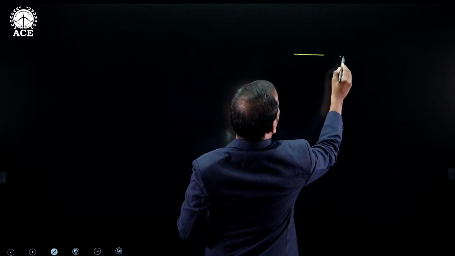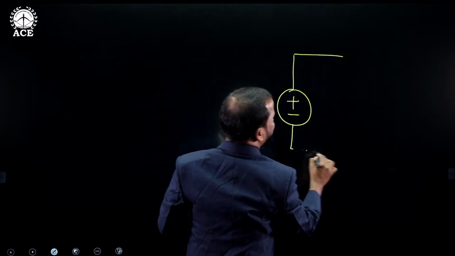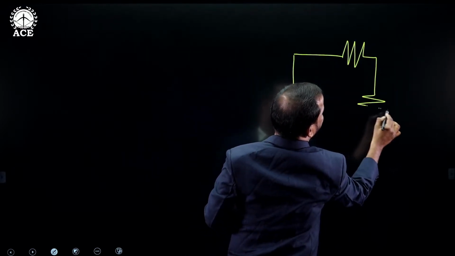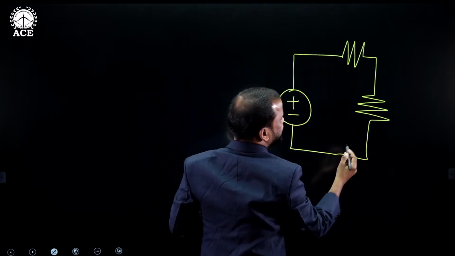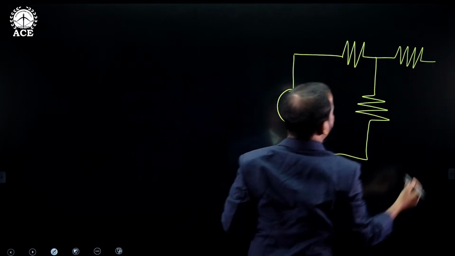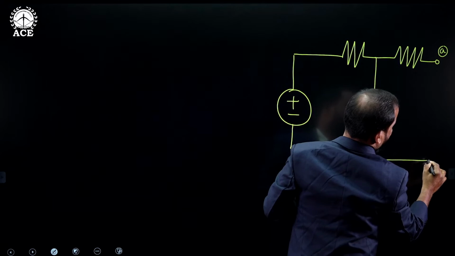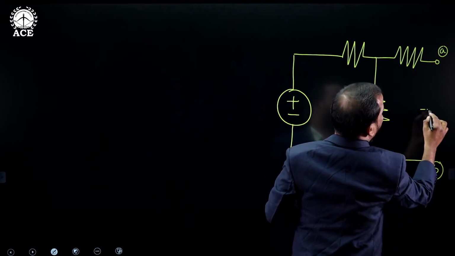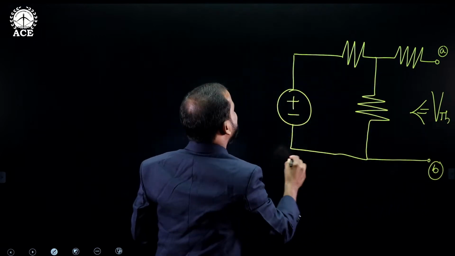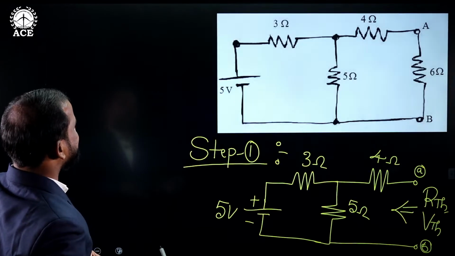Now see here. Just follow the procedure for any problem. If the problem is based on Thevenin's theorem, you will get the solution very easily. Now this is terminal A, and this is terminal B. Our target is to find the Thevenin's voltage across the open terminals. So what is the value of applied voltage?